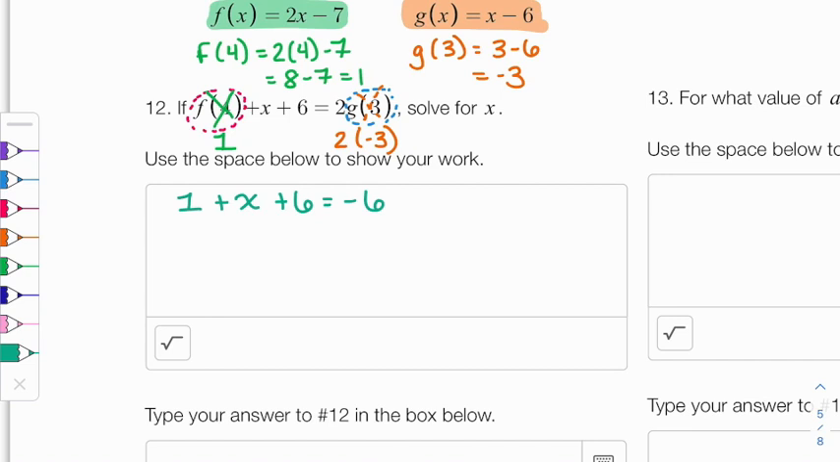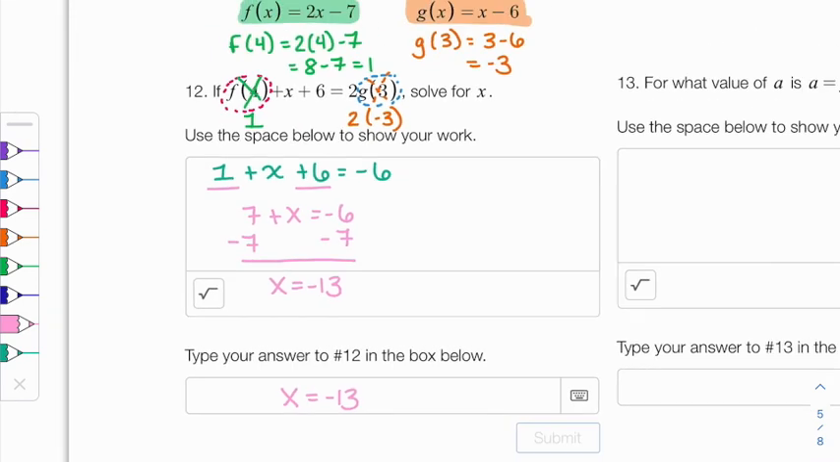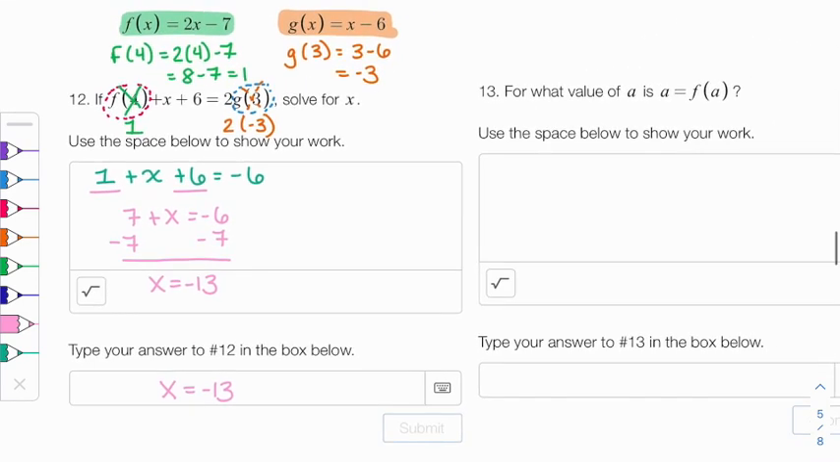And now this is a simple linear equation that I can solve. So I'm going to combine like terms. 1 and 6 become 7. Subtract 7 from each side. X is negative 13. It can be intimidating. I understand that, but really it's all about substituting and solving.